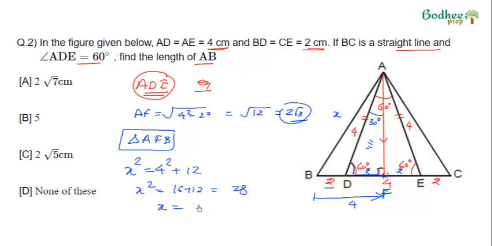So the value of X will be under root of 28. Under root of 28 is basically 2 root of 7. So option A becomes the right answer. We need to find the length of AB, which is nothing but X. Again, I would say easy question, but you may require some time to get the answer. That usually happens with the geometry question.